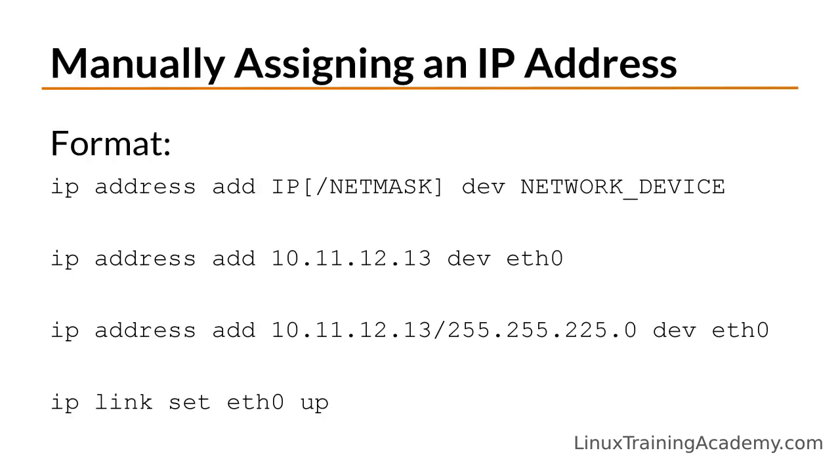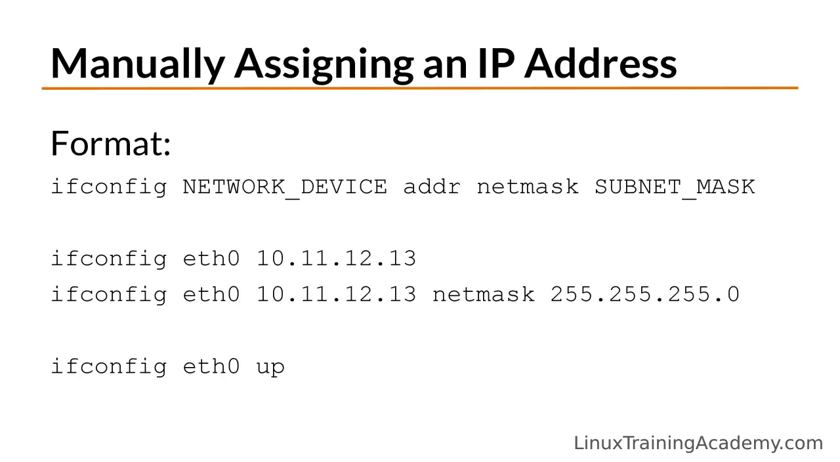You can use the ip command to manually assign an IP address to a network interface. To add the IP address of 10.11.12.13 to eth0, run ip address add 10.11.12.13 dev eth0. You can also supply the net mask by following the IP address with a / and then providing the net mask. To bring the interface up, run ip link set eth0 up.